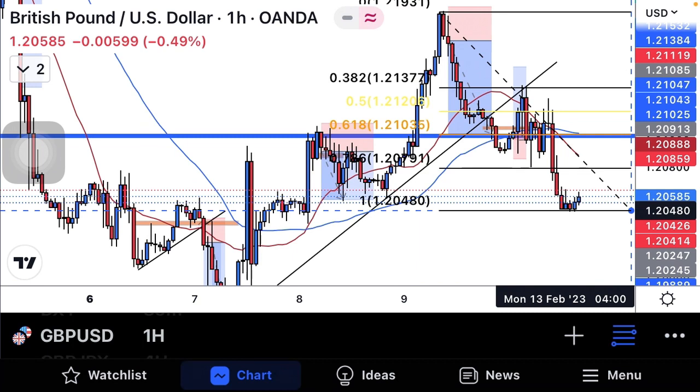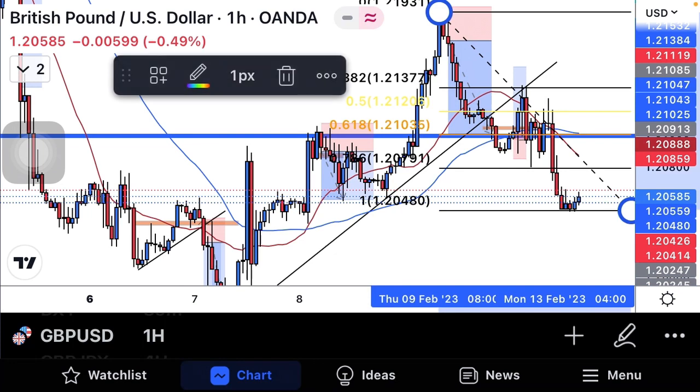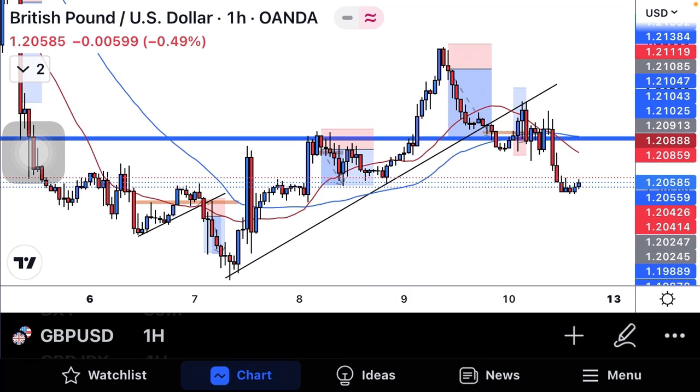We are expecting more sells next week, but before then, immediately when the market opens, we are going to see a bullish move before the bearish move. So this is what I'm expecting from the market next week.